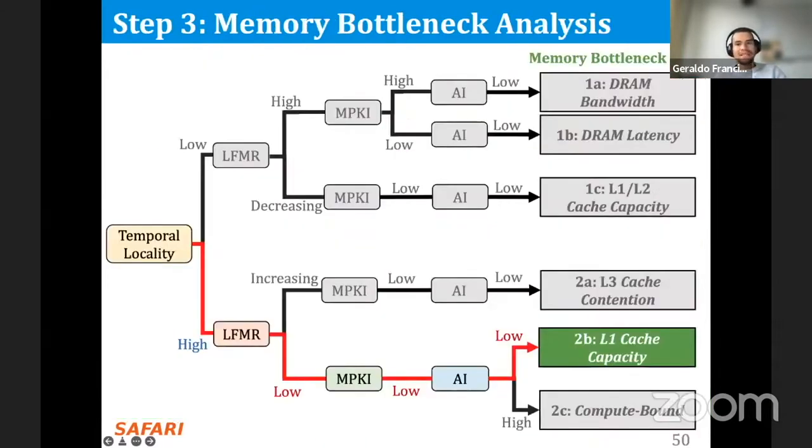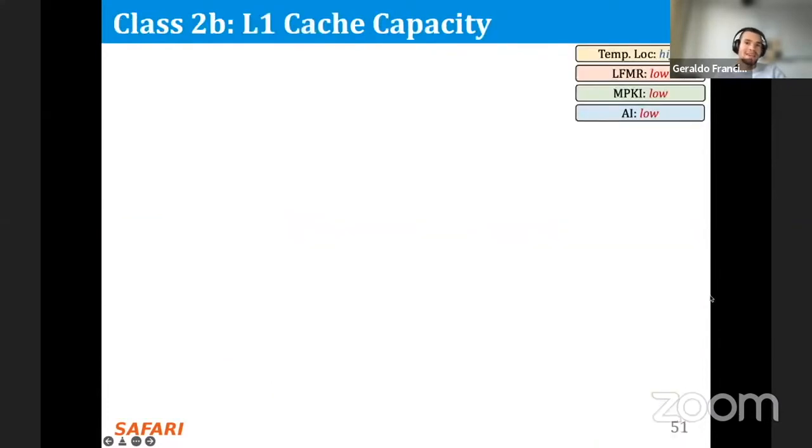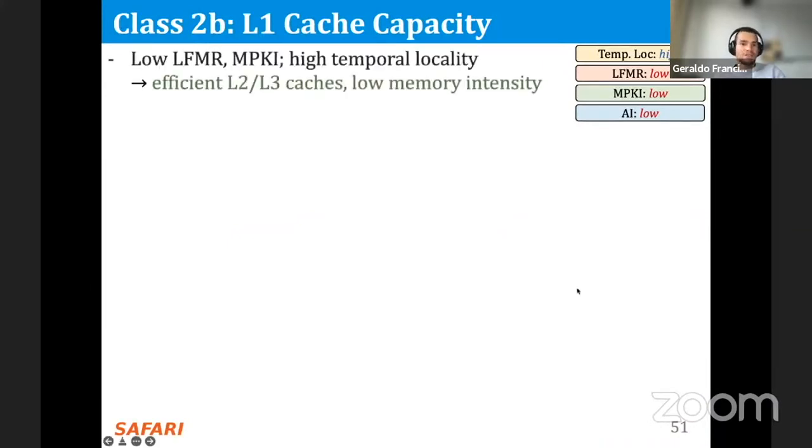Now we analyze applications bottlenecked by L1 cache capacity. Applications in this class have high temporal locality, low last-level-cache miss ratio, MPKI, and arithmetic intensity. The low last-level-cache miss ratio, low MPKI, and high temporal locality indicate that such applications make effective use of the cache hierarchy and also have low memory intensity.